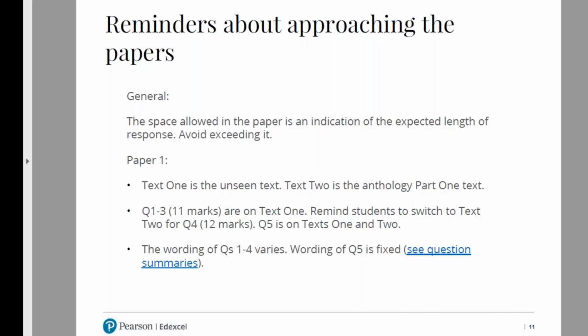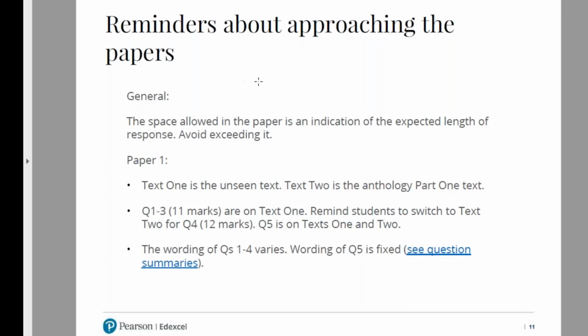Just some clarifications on the wording, where it changes and where it doesn't. So the exact wording of the questions on 1 to 4 varies. It's not identical paper to paper, but the wording of question 5 is fixed. And you can see these patterns most clearly if you look at the question summaries which I've produced, and I've put the link to that in the PowerPoint.